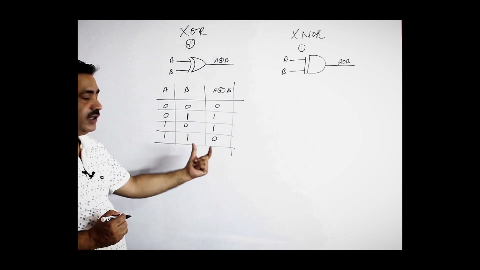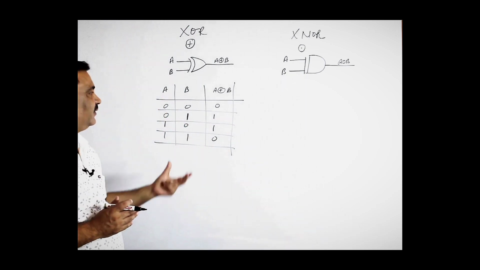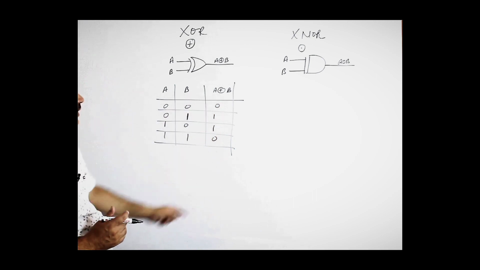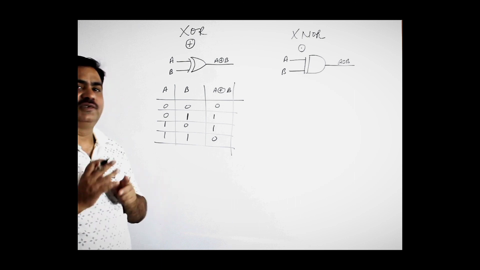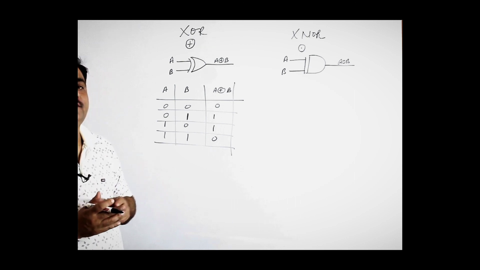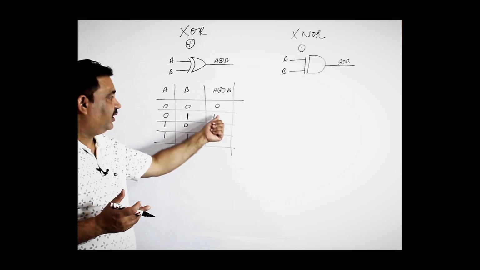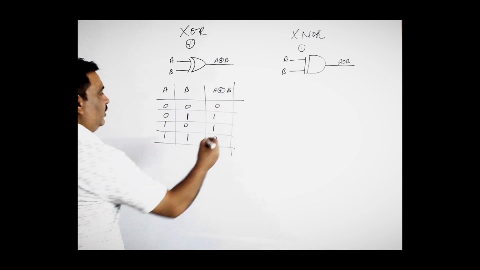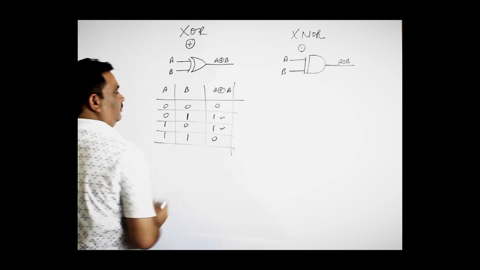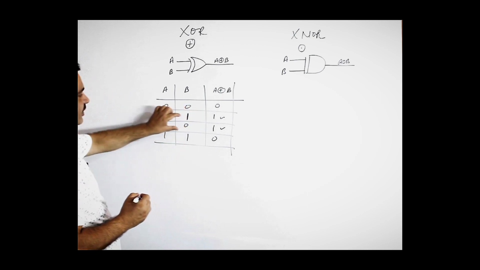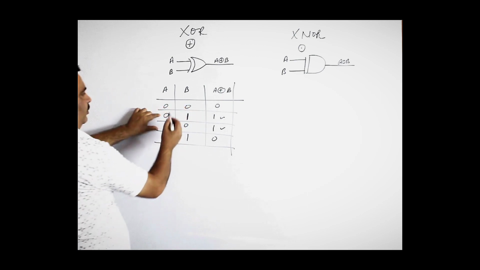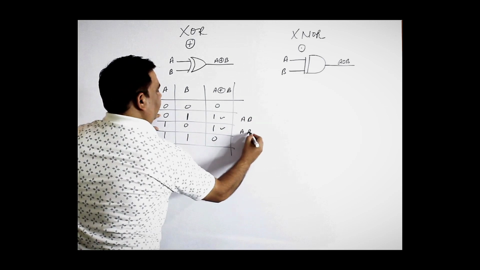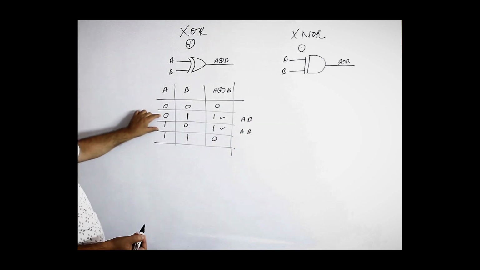Now how to generate the expression for the XOR gate from this truth table? Derive the minterms. Now minterms from where? Minterms where the output is 1 in the output column. Output is 1 here. And see the inputs A and B. First of all, write AB in product form, because you have to generate minterms.